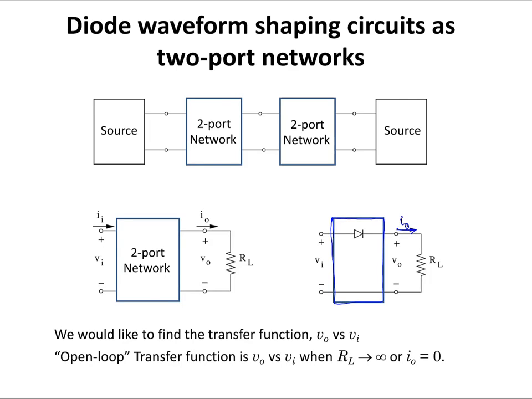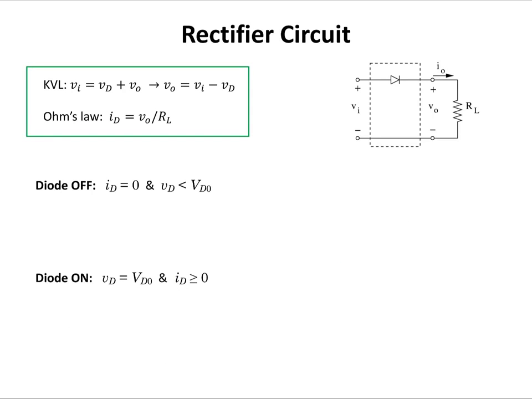The first diode waveform shaping circuit that we're going to study in this course is a rectifier circuit that consists of a diode. One terminal of the diode is connected to Vi and the other terminal is connected to our load resistor. I wrote the KVL equation for this circuit. I have this loop in here. I'm going to label voltage across the diode as Vd, and this is the direction of current flow in the diode, Id. And KVL tells me that Vi equals Vd plus Vout. As a result, Vout is Vi minus Vd.